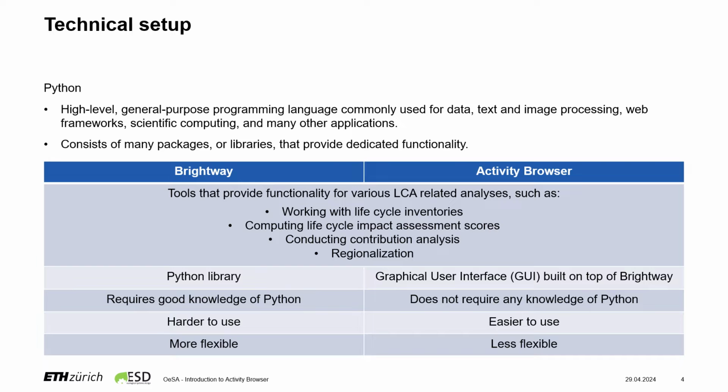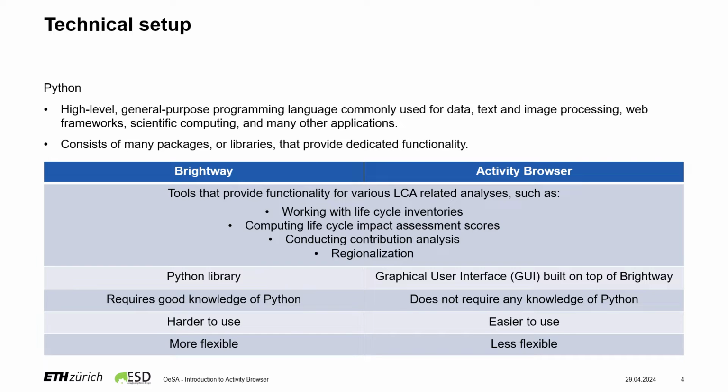In Python, there are many packages that have been written, many libraries, they have different versions and they all have dedicated functionality. Some of them are used for plotting, for example, others for numerical computations, others for data science, and so on. One of such packages or libraries is Brightway. This is basically a Python library for lifecycle assessment computations. And the Activity Browser is a graphical user interface built on top of Brightway.